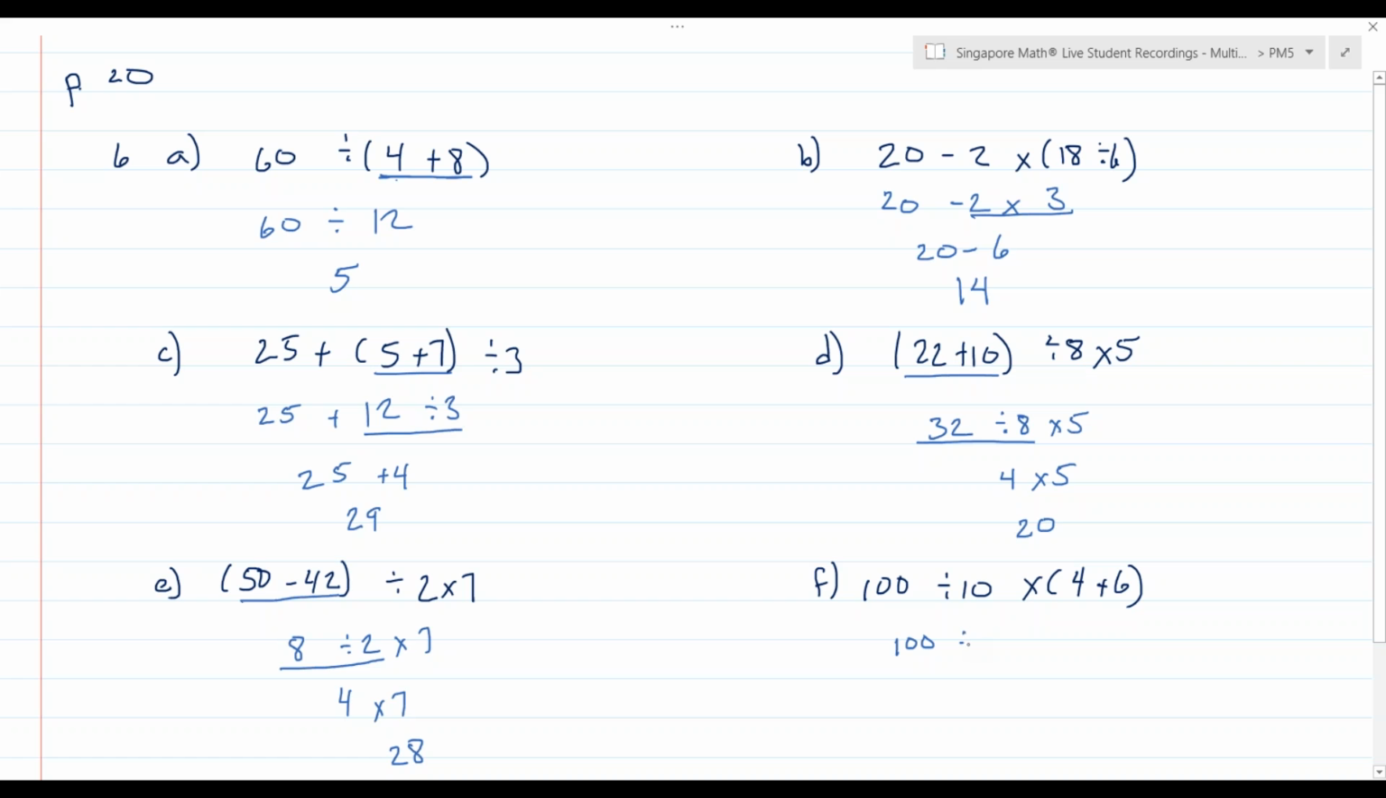Letter F, 100 divided by 10 times 4 plus 6 is 10. 100 divided by 10 is 10. 10 times 10 is 100. All right, so that is all of the sample problems for this. You can do exercise 8, order of operations. Be careful, show your work, make sure that you are getting them correct.